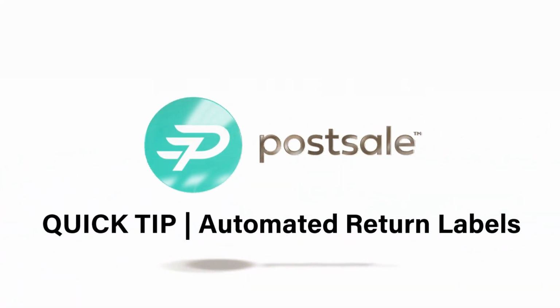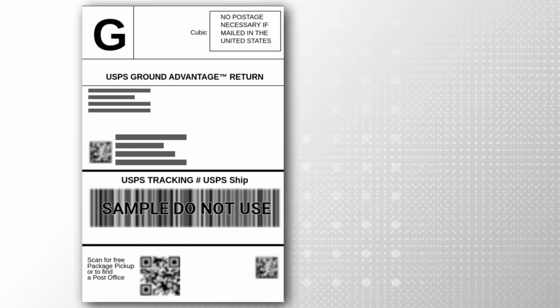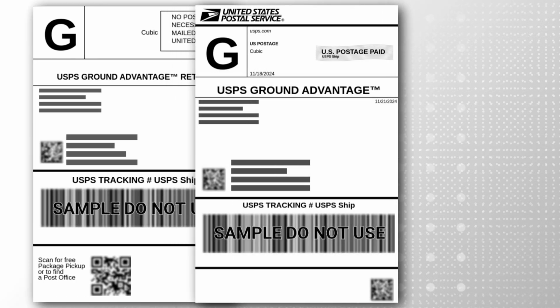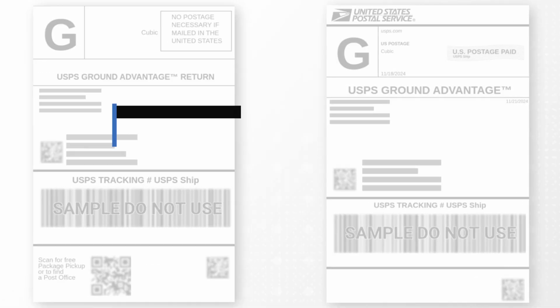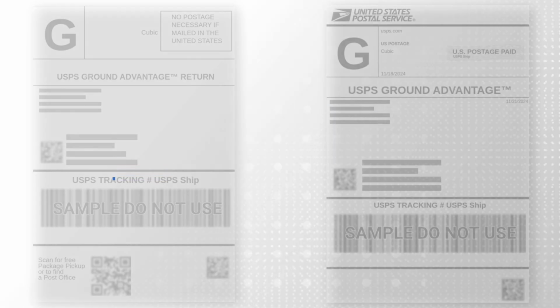Simplify the return process for your customers by including a return label in every shipment. Let's configure post-sale so that a pay-on-use return label is created automatically when you create a shipping label. The great thing is that you won't be charged by the carrier for the return label unless it is used by your customer to return their order.